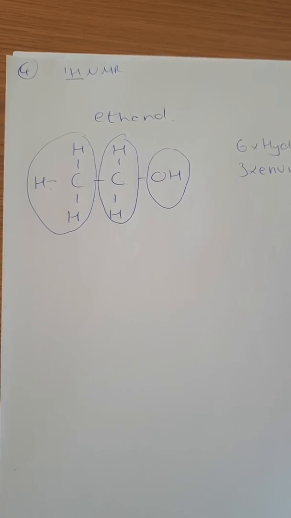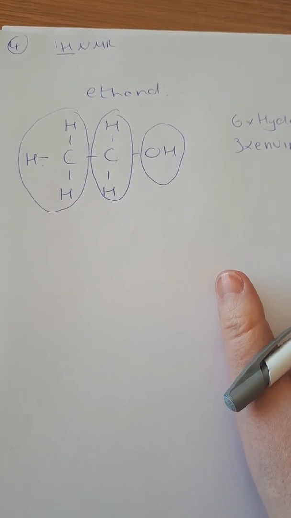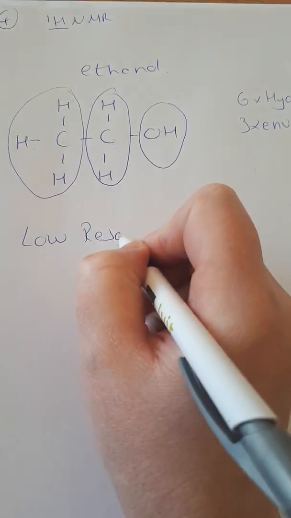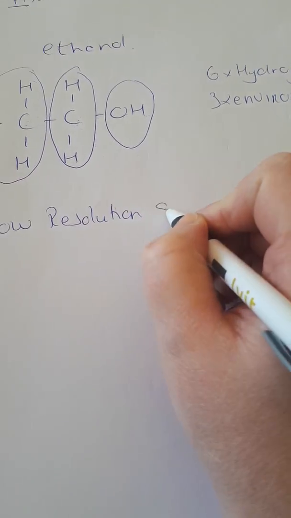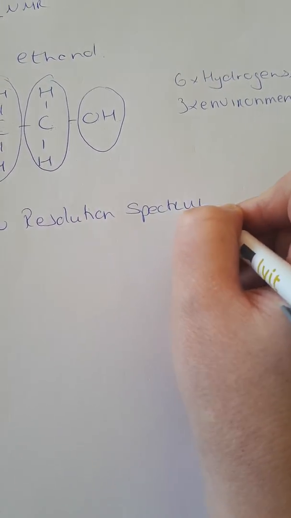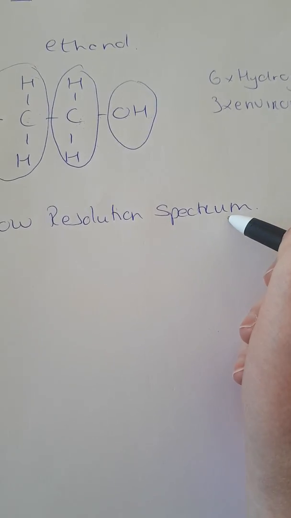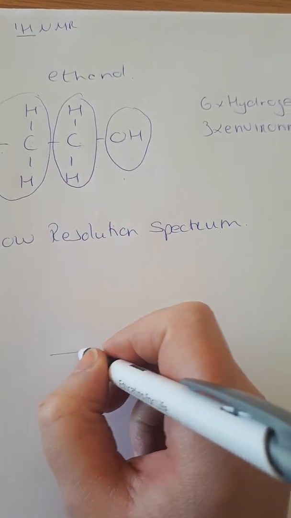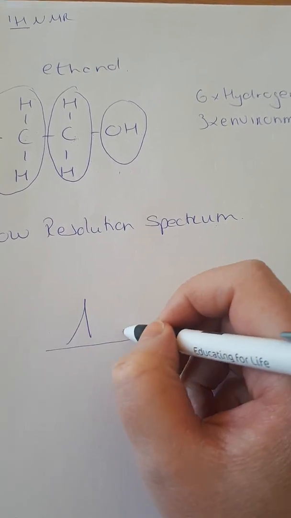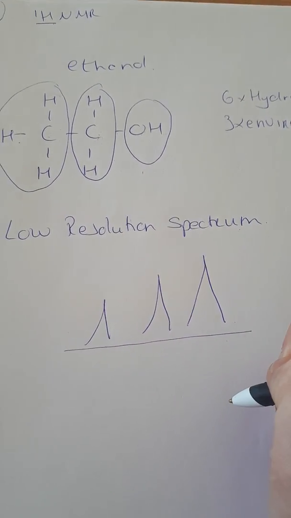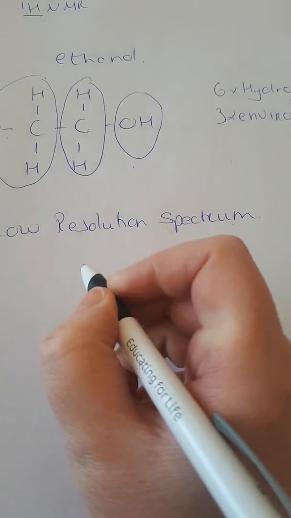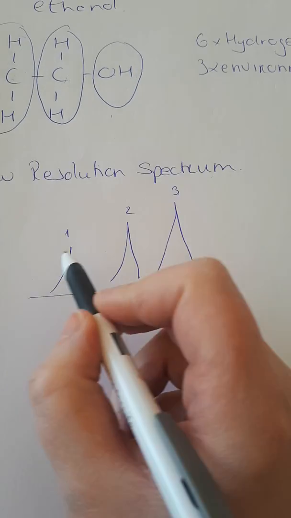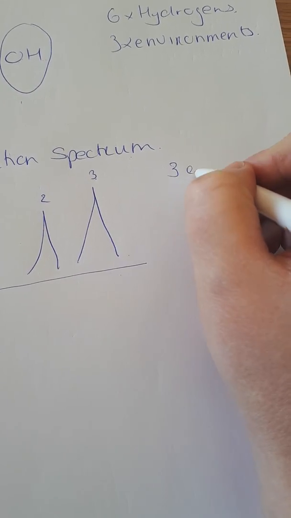So we're going to come up with 2 types of spectra. Now the first one is the low resolution spectrum. So essentially this is the spectrum that will be produced if we were to analyse ethanol. And we essentially get 3 peaks. Now I'm going to number them 1, 2 and 3. So 3 peaks indicates that we have 3 environments.